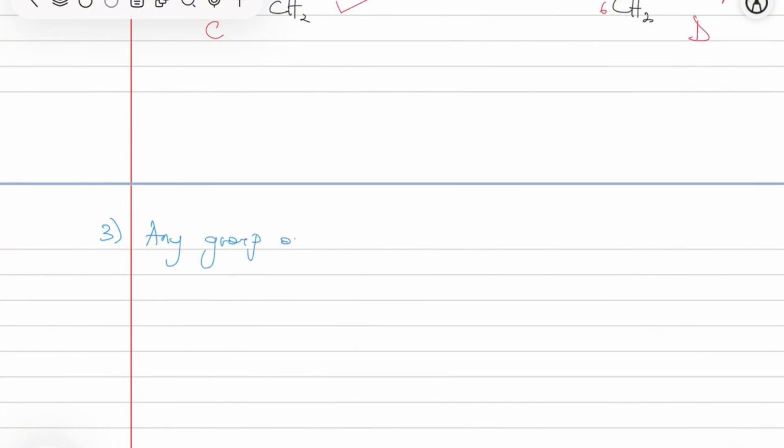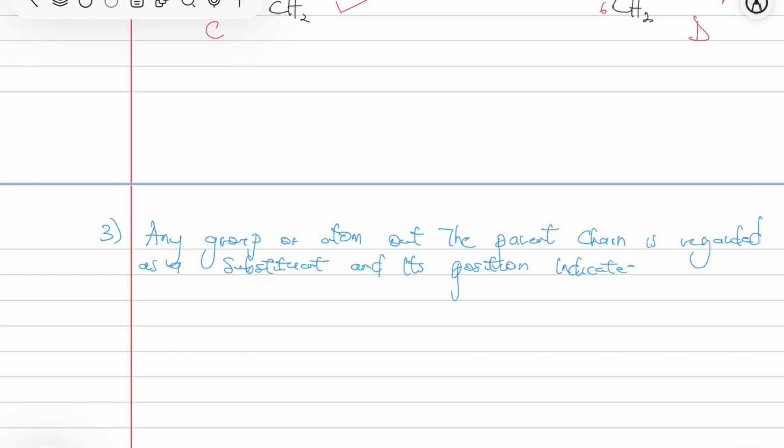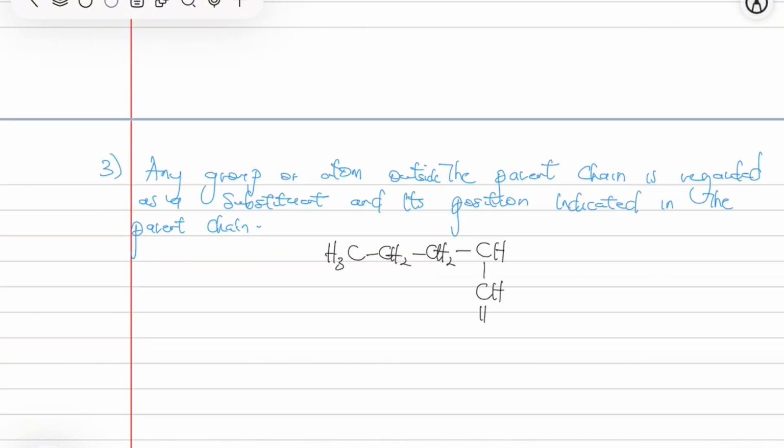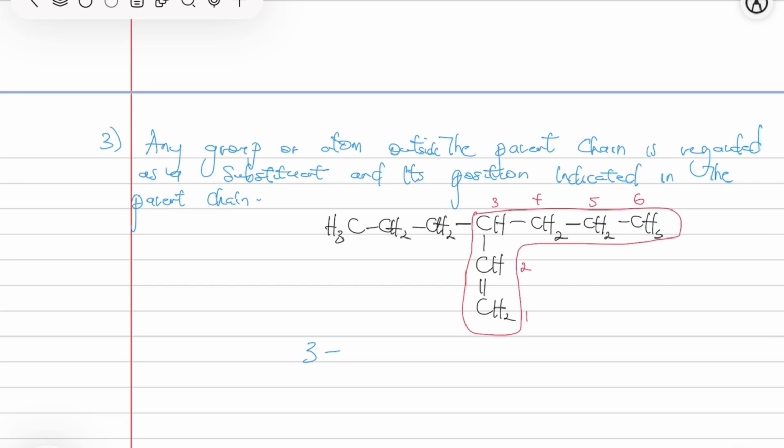The third rule is any group or atom outside the parent chain is regarded as a substituent and its position is indicated in the parent chain. Using compound C as an example, you observe that we have correctly determined the parent chain and also numbered the parent chain. Here, the next thing to do is to differentiate the substituent from the parent chain. If you examine this compound C closely, you observe that we have the substituent, which is a group outside the parent chain at position 3 of the parent chain, and that substituent is the propyl group.